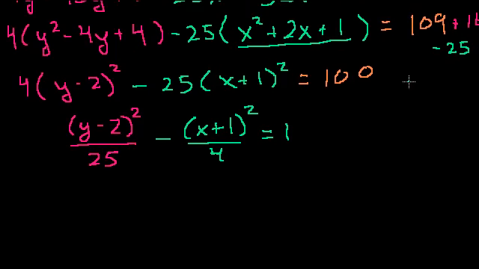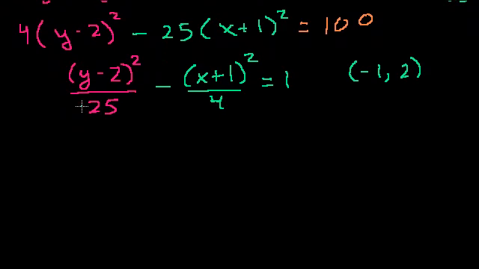Now let's graph this hyperbola. The first thing we know is where the center of this hyperbola is. The center of this hyperbola is at the point x is equal to minus 1, y is equal to 2. And let's figure out the asymptotes of this hyperbola.